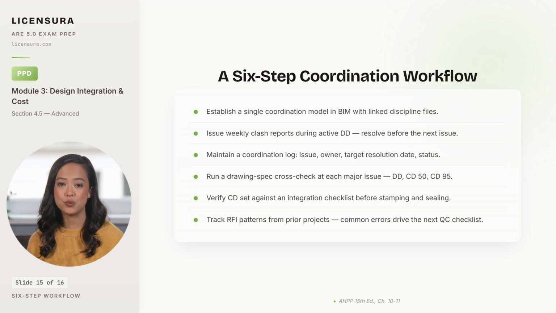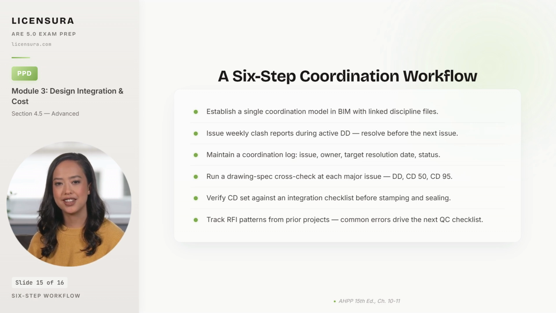Second, issue weekly clash reports during active DD and resolve every clash before the next issue. The discipline of weekly resolution is what keeps the model honest, because clashes that linger become clashes everyone forgets. Third, maintain a coordination log that lists every open issue, the owner of the issue, the target resolution date, and the current status. Without a log, issues drop, and a dropped issue becomes the change order in CA.